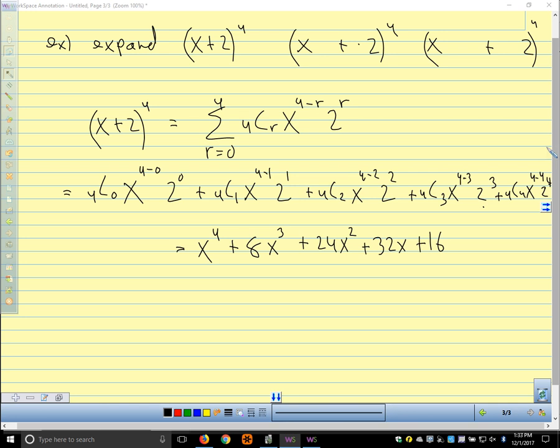What's that? Can we do this on the calculator? The calculator will not do this. The TI-89 will do this, I think. All right, let's look at another example. Any questions there?